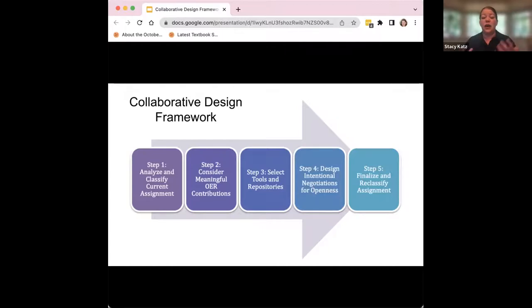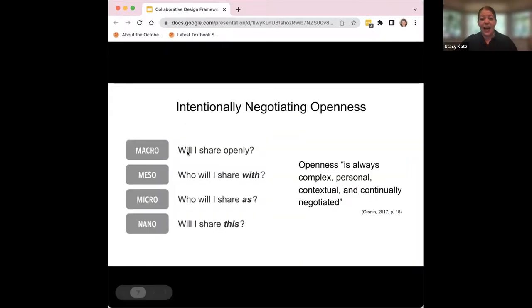And then the idea of student agency. How we are designing and negotiating for openness was really important to us: that students didn't have to share openly outside of the class because we said so, that they had choice in that. Catherine Cronin talks a lot about this, about letting students make those decisions: will I share openly? Who will I share with? Who will I share as? And will I share this?